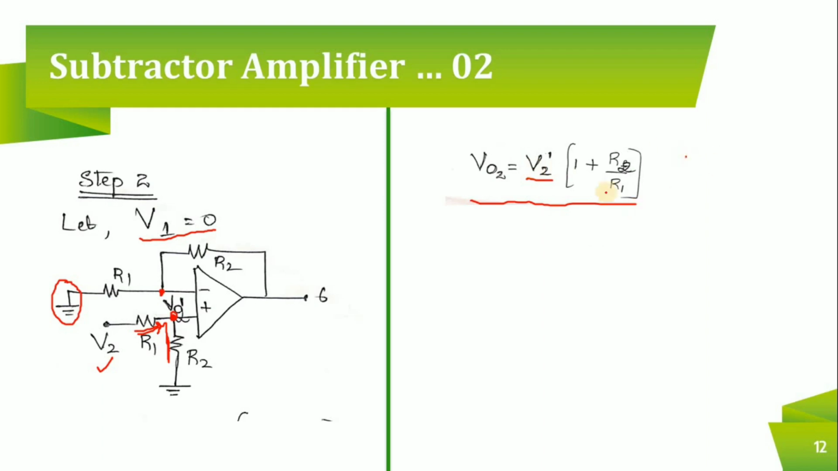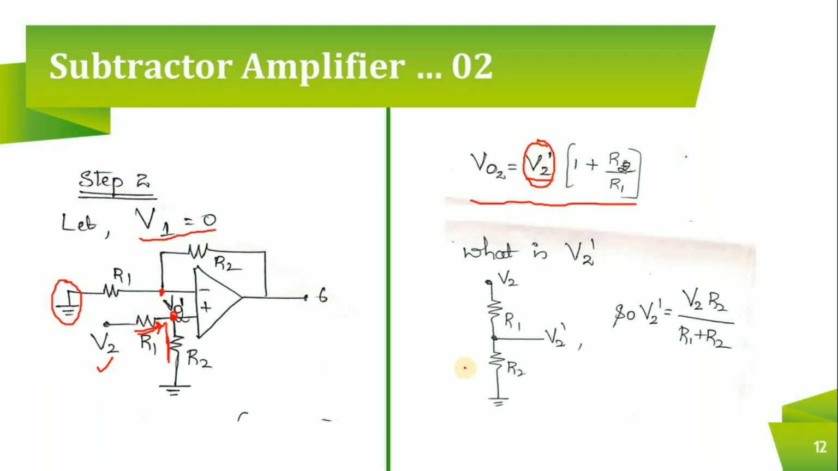Now, we know what V2 is, but we don't know what V2 dash is, right? So to find V2 dash, I will take out only this part of the circuit. If I take out that part, you will get resistors R1 and R2, and V2 dash is the voltage divider point between R1 and R2, using the voltage divider equation.